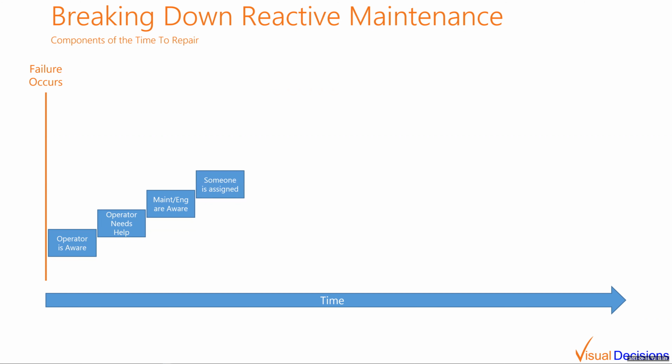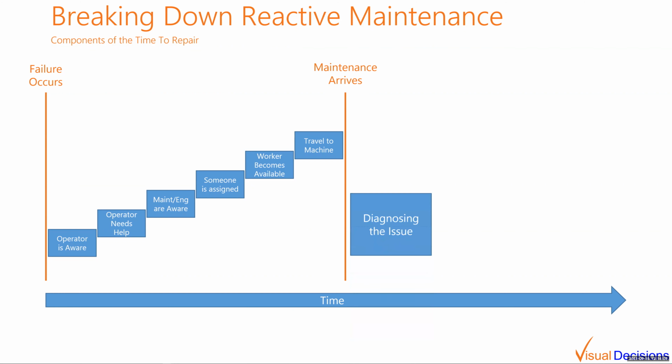Then maintenance is going to assign a person to this. That person has to become available if they're working on something else. Then they have to travel to the machine. And now, for this whole process, we've finally gotten to the point where maintenance actually gets to the machine. And from there, we can look at how long it takes them to diagnose the issue, fixing the issue, and yay, our machine is back up and running, it's fixed.